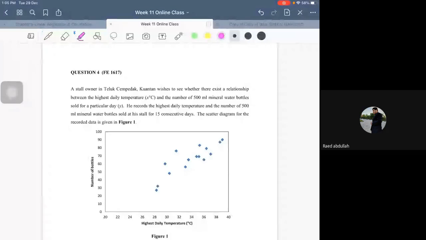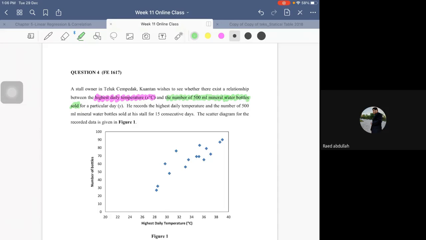The first variable is going to be the highest daily temperature, which is in degrees Celsius, and the second variable is going to be the number of 500 milliliter mineral water bottles sold for a particular day. So it's going to be in terms of y. The question already tells you which one is going to be x and which one is going to be y. Basically our x variable is going to be the highest daily temperature, and the variable y is going to be the number of mineral water bottles sold on that day.